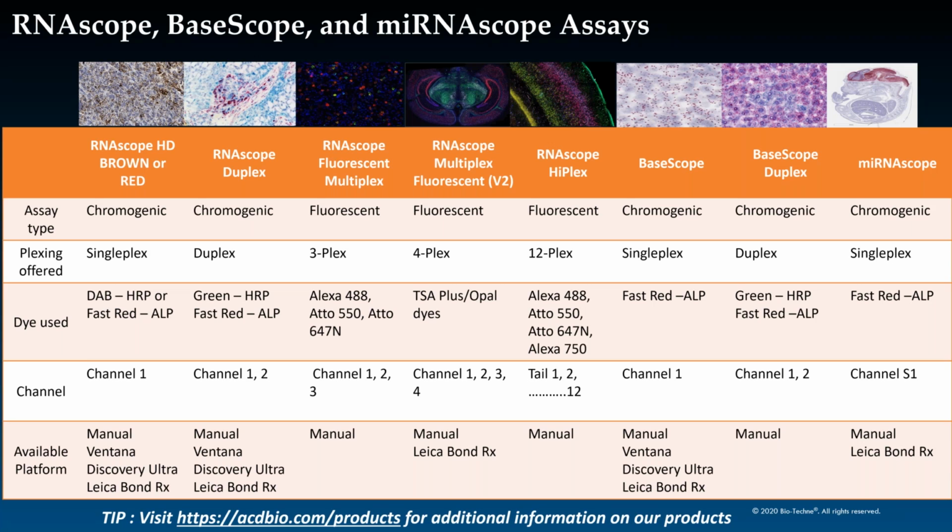For higher plexing, we have the RNAscope high-plex assay, which enables the detection of up to 12 targets simultaneously in a single tissue, and is currently available in the manual format only. The BaseScope singleplex assay is available on all platforms, while the duplex assay is available on the manual platform. Finally, expanding our product portfolio, we now have the miRNAscope assay available as a chromogenic singleplex red assay.